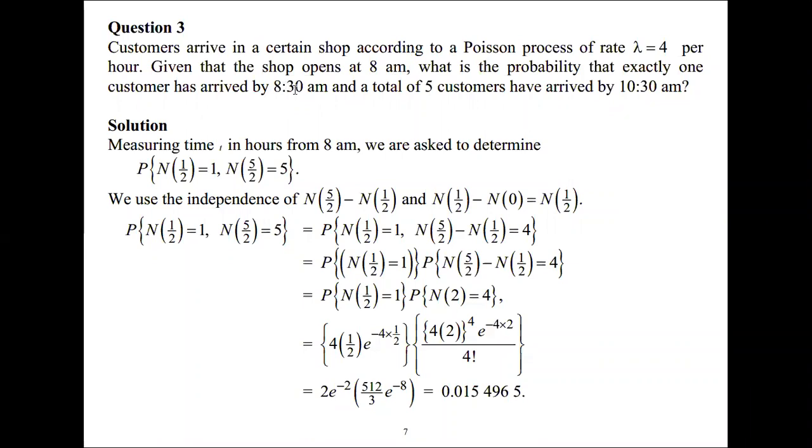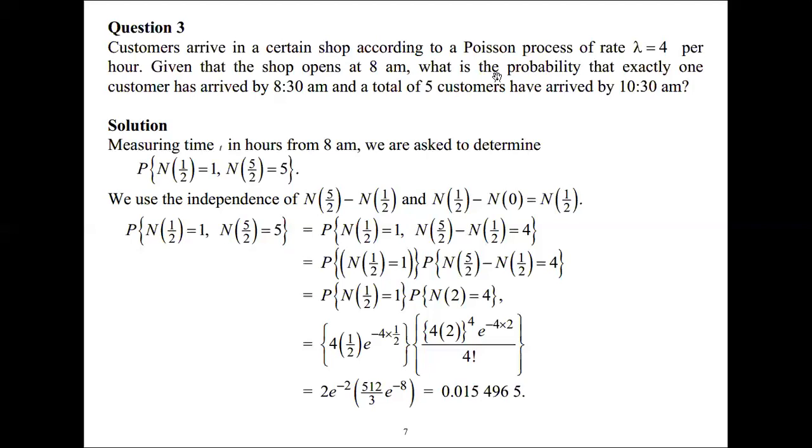From 8 to 8:30, how many hours? That'll be 30 minutes, but we are dealing in hours, not minutes, otherwise you confuse yourself. Good, because the rate is given per hour, so we calculate everything in hours. From 8 to 8:30 is half an hour, so that's 1/2.